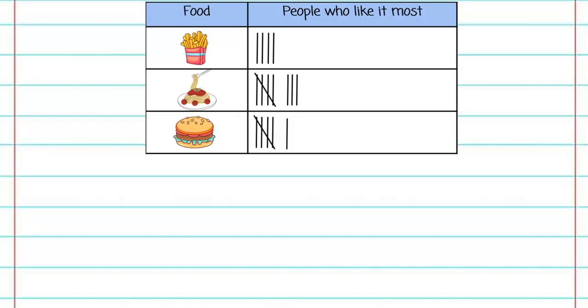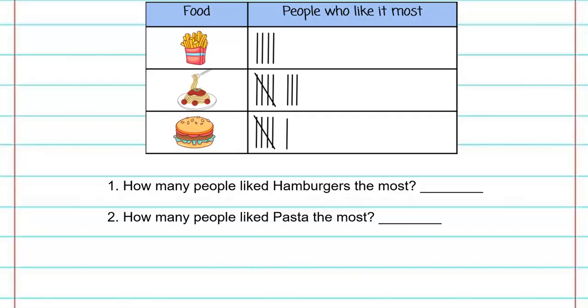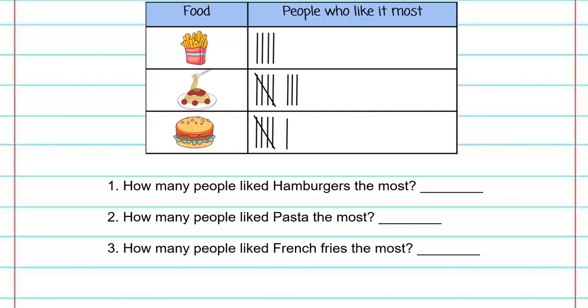But normally what I like to do is an I do, we do, you do. So this problem would be an I do. They'll see me doing it. I'll ask them to help answer, and then from there we'll answer all of these together. I have a few questions on the board. How many people liked hamburgers the most? And so we'll write that down together. How many people liked pasta the most? How many people liked French fries the most?